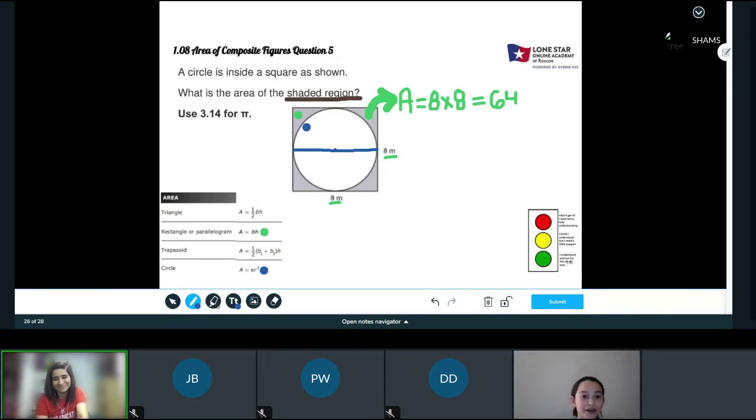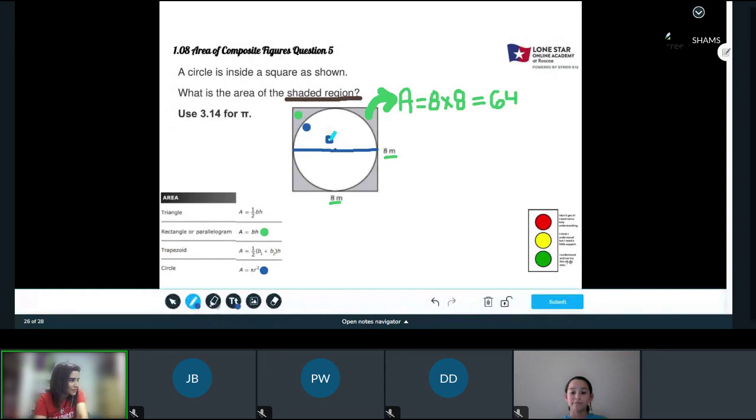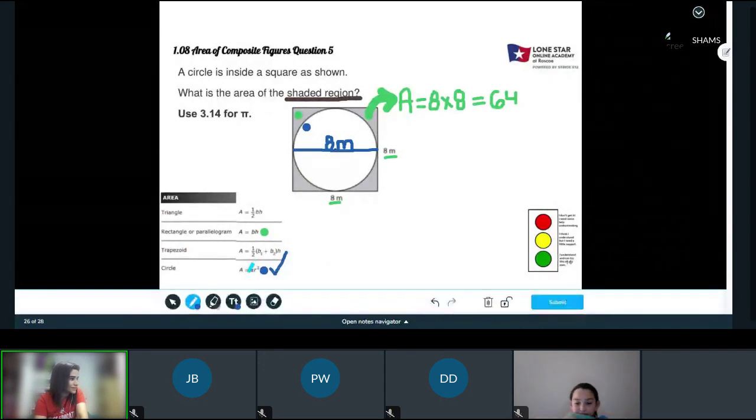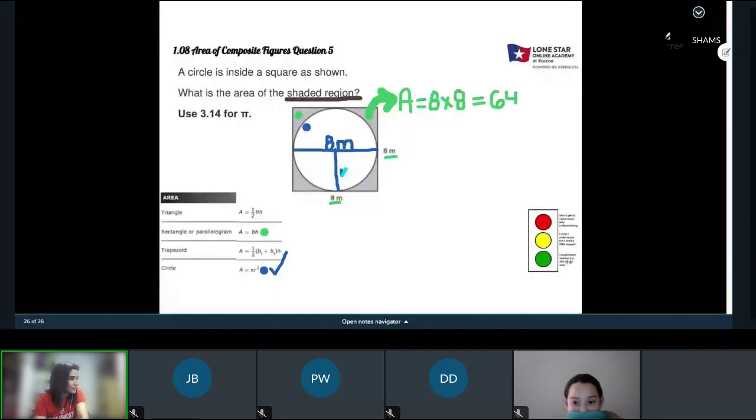Yes, absolutely correct. For radius, we will have it. So this blue line is your diameter, and the diameter is 8 meters. If you look at the formula for area of a circle, you will see that they have used radius. So I'm going to go find radius. If diameter is 8, then radius is 4. R is 4.